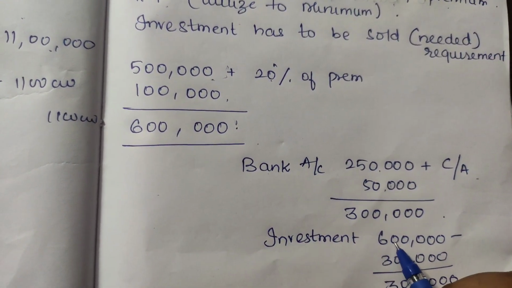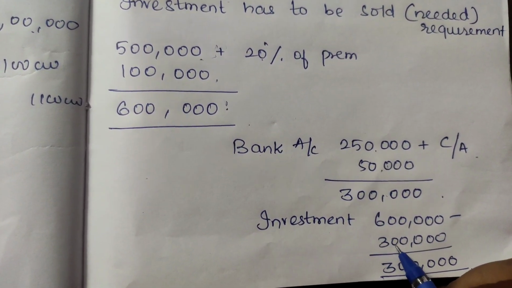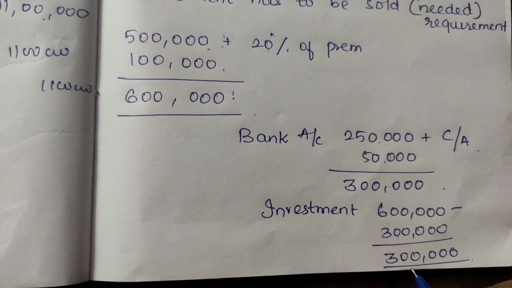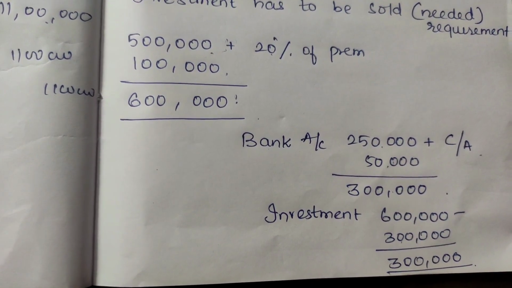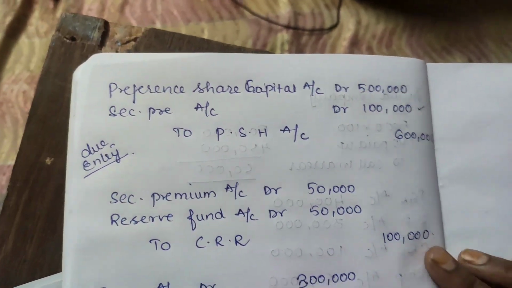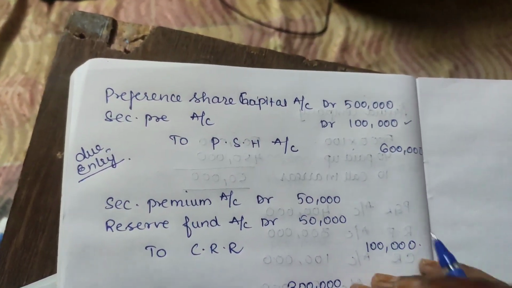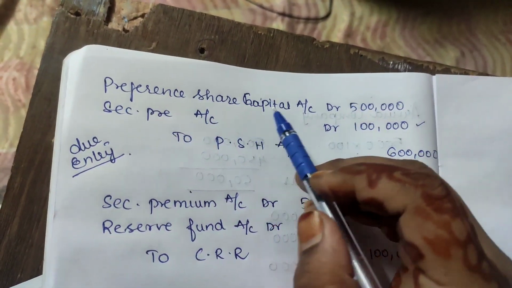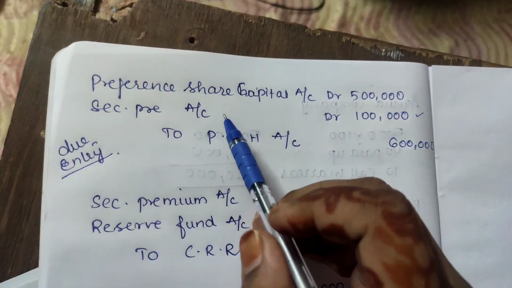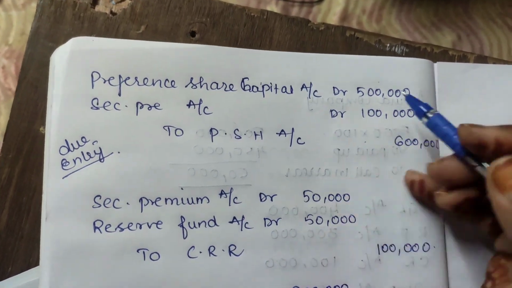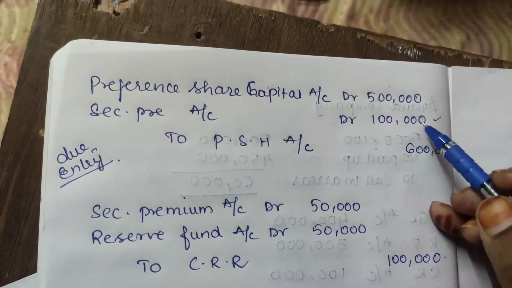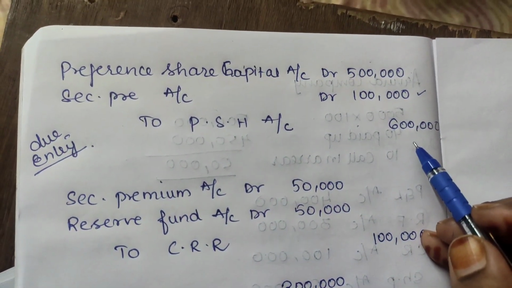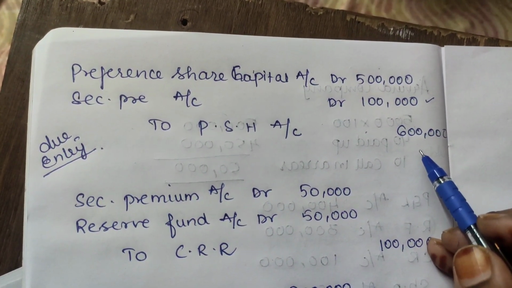So investment is 6 lakh. If we remove this bank amount, how much investment do we need to sell off? We need to sell off 3 lakh of investment. Now let's pass the necessary journal entries. First, we have a due entry: preference share capital account and security premium account to preference shareholder account. So 5 lakh goes for the capital, 1 lakh for the share premium, and overall we'll have the 6 lakh which has to be paid to the shareholder.